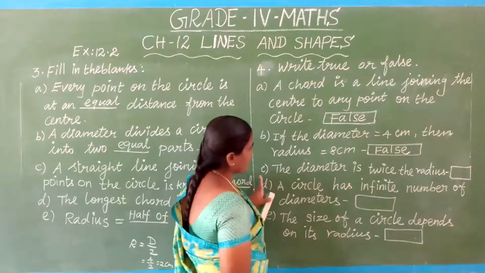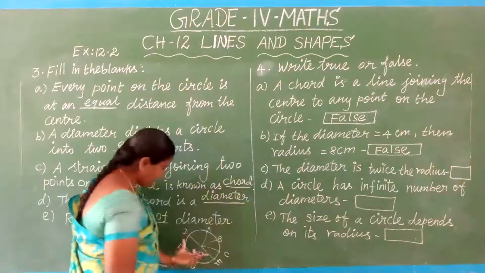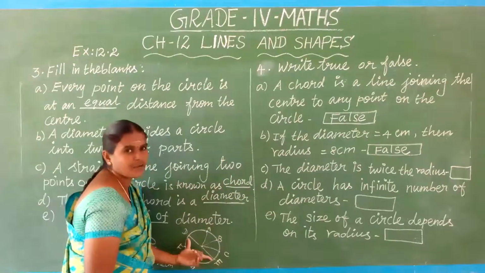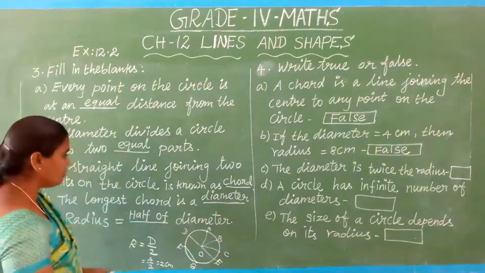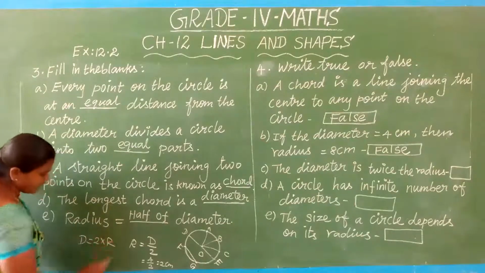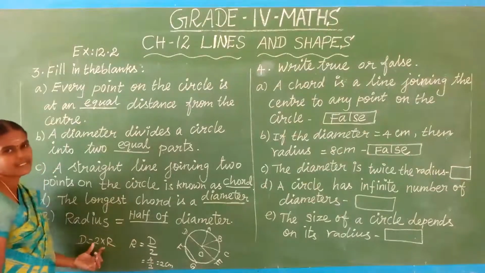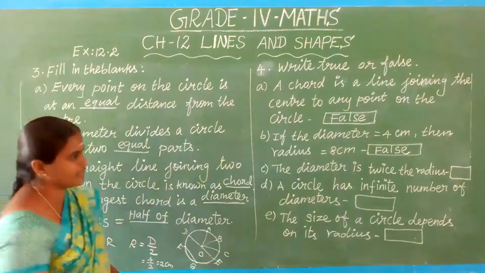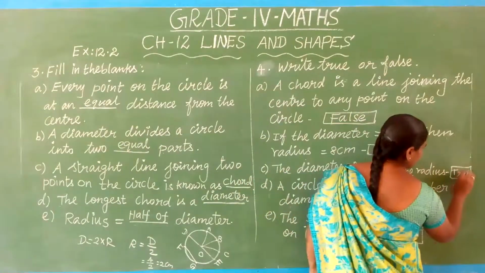C question. The diameter is twice the radius. Diameter D is the diameter, that is twice the radius. So what is the formula? Diameter equal to 2 into radius. That means 2 times multiplied by the radius. Diameter equal to twice the radius. This condition is true.